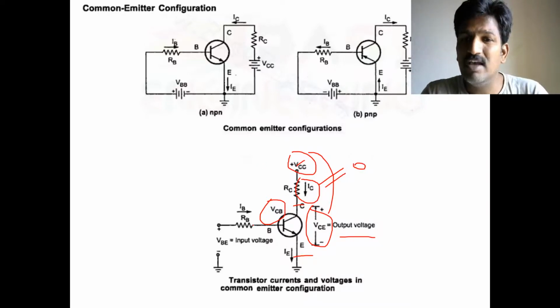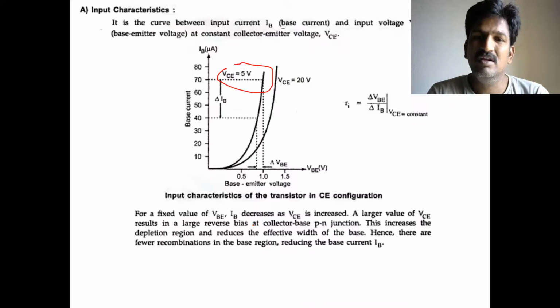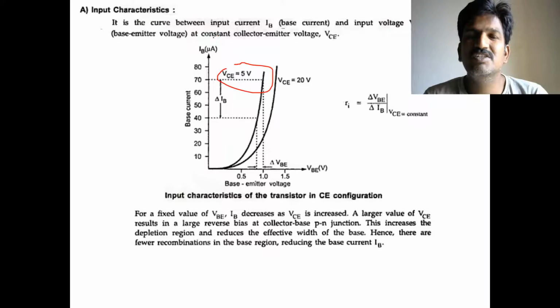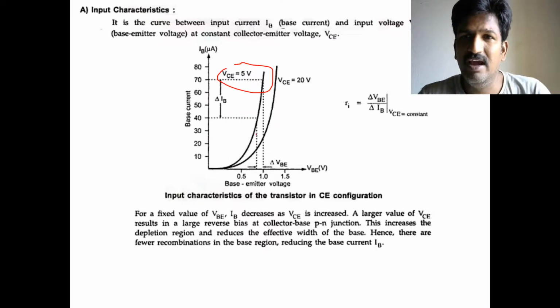When there is no IC, if IC is equal to 0, if it is in reverse bias, because of VCE, the collector to base junction is reverse biased. You see, it is a curve between IB and the input voltage VBE, while you are keeping the collector emitter voltage constant. You should observe this.